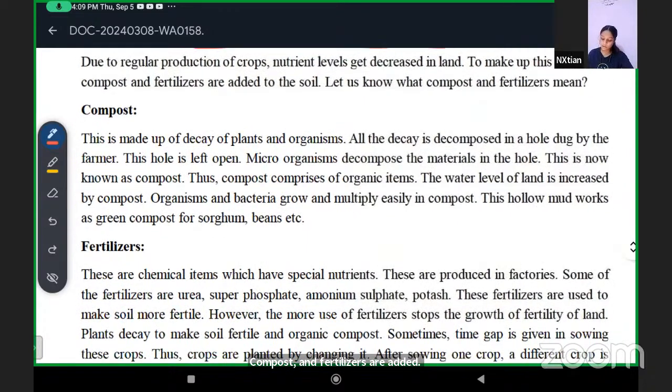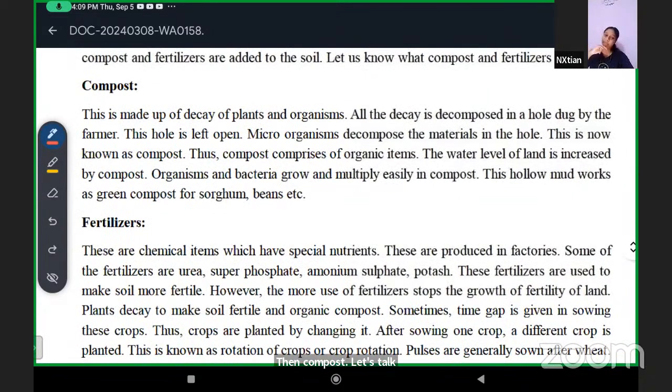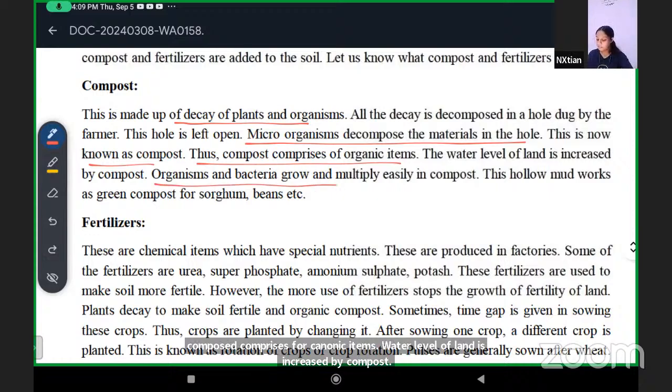Then compost. Let's talk about how it is made, what it is made up of. Basically, compost is made up of dead decay of plants and organisms. All the decay is decomposed in a hole dug by the farmer. This hole is left open. So microorganisms decompose the materials in the hole. This is now known as compost. Thus, compost comprises organic items. The water level of land is increased by compost. Organisms and bacteria grow and multiply easily in compost. This hollow mud works as green compost for sorghum, beans, etc.